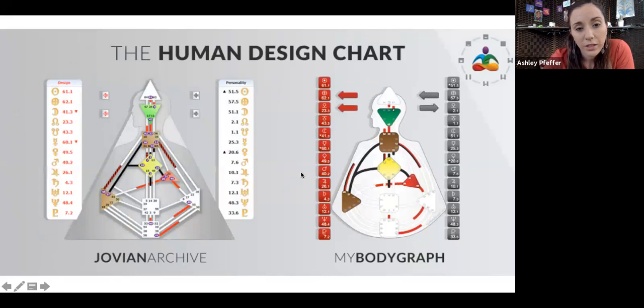So the two different charts that you can pull up are either from the Jovian Archive, which is Ra's website, and then we have my body graph. They just look a little bit different, right? These are kind of more rounded. There's the same kind of teachings and system that both of them are built off of. It's just you have different options to get these charts from. So that's where you can get your charts from, either my body graph or Jovian Archive. I always get mine from humandesignamerica.com, and it pulls up ones that are like the Jovian Archive one instead of the body graph.